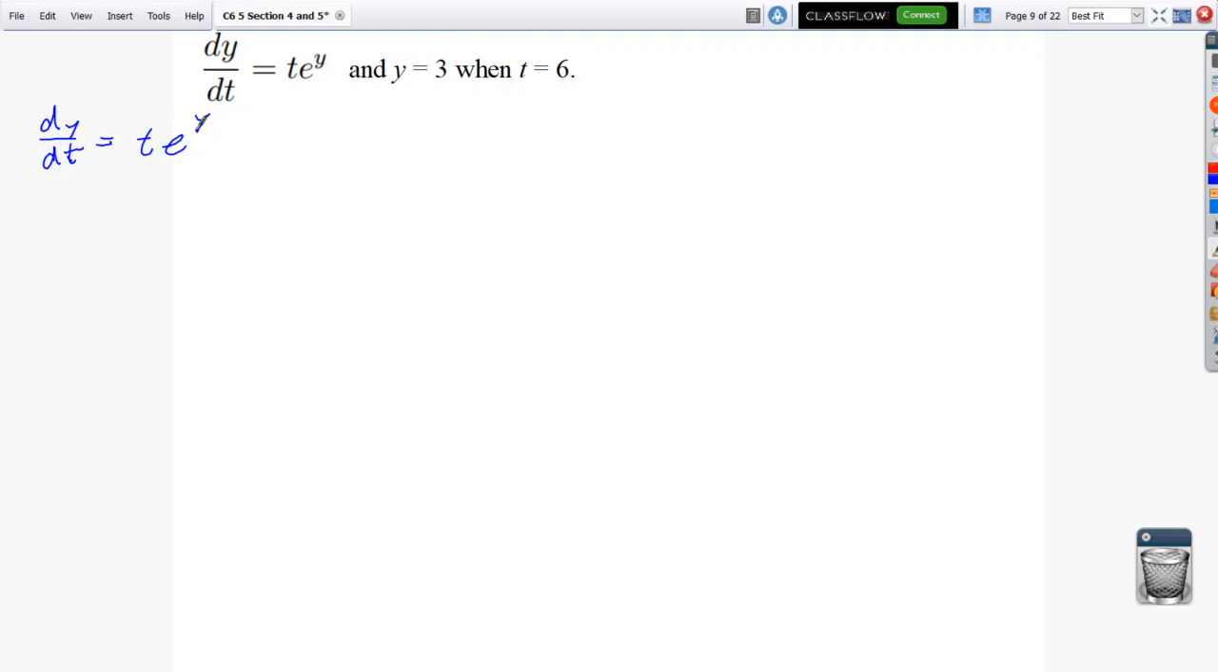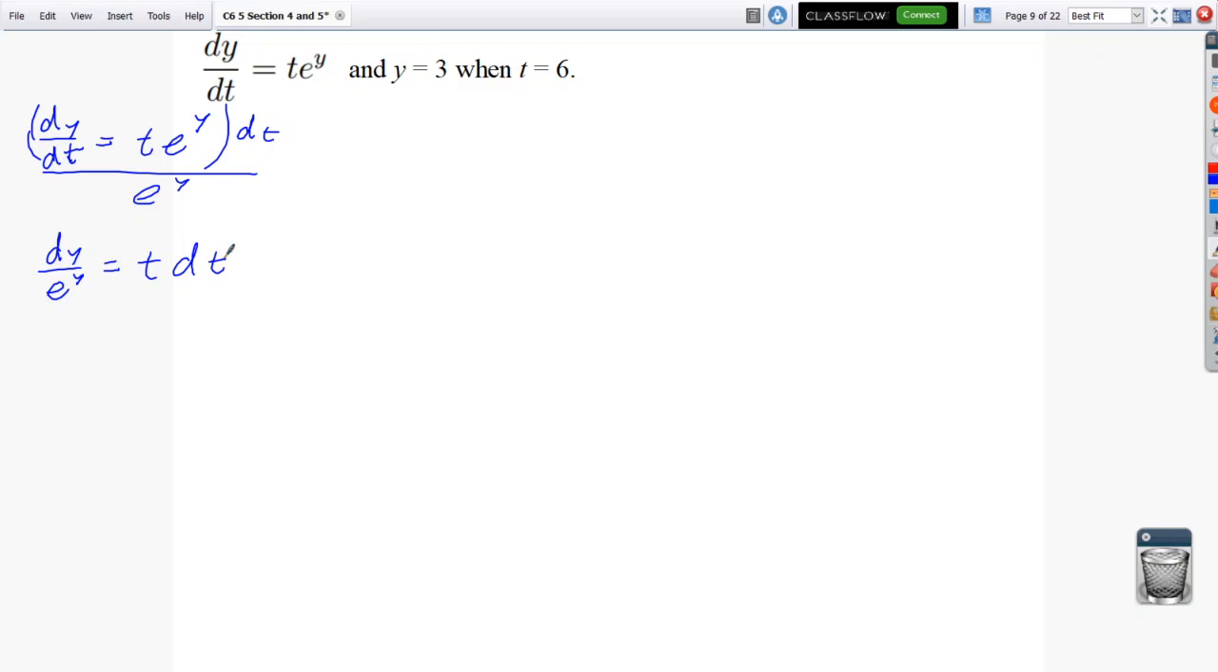Now we see that we don't have an x, so we can't follow that steadfast rule of x to the right, y to the left. Really what we want to look at here is what variable is in the numerator of the Leibniz notation. Numerator of the Leibniz notation is the y, so that's where y is going to stay. Y is going to stay on the left-hand side. So we're going to multiply both sides by dt and divide by e to the y so that we can get that e to the y with its differential there. So now we've got dy over e to the y is equal to t dt.